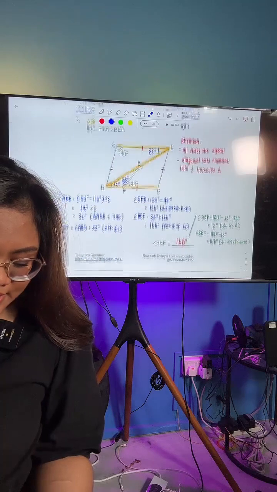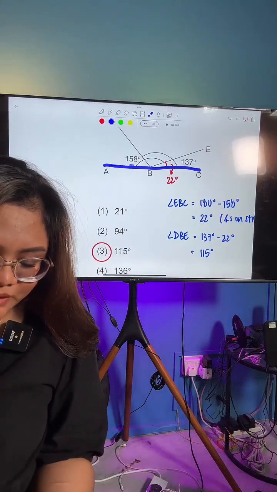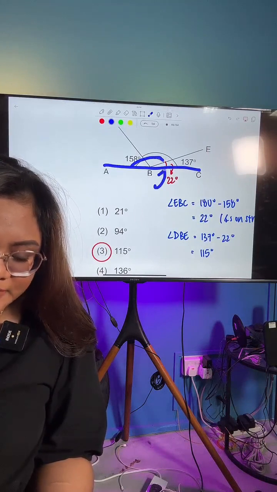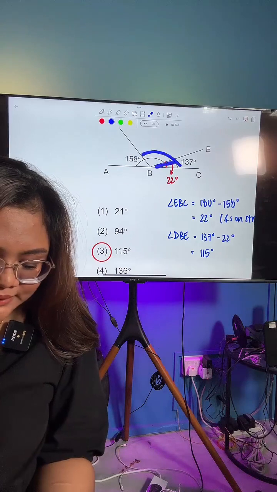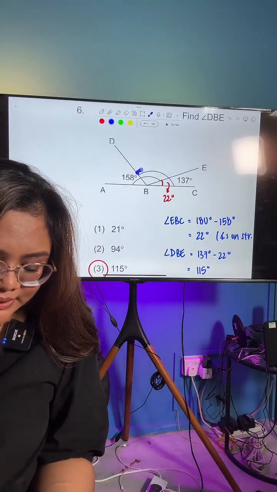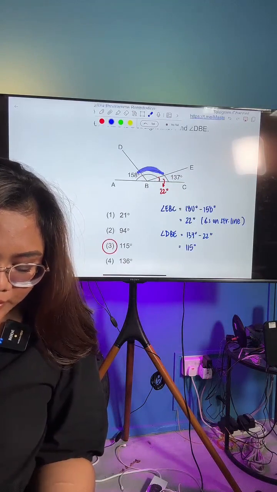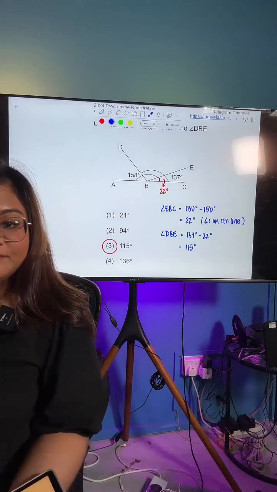Question number 6 again. Question 6 here. Okay, so 180 degrees minus 158 gives us the empty piece here, 22. And then 137 minus 22 gives us what we want, which is this portion here, to be 115. Okay? On overlapping angles. Okay, everybody?